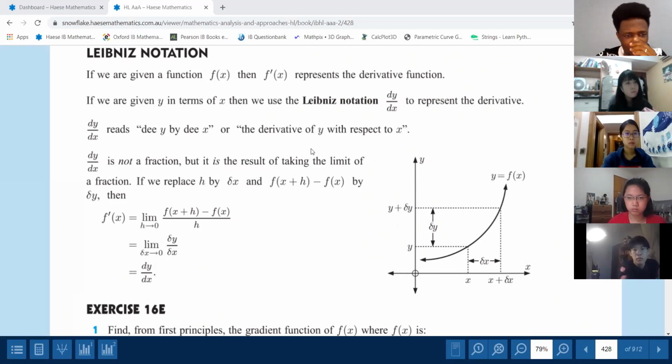Okay, so using the Leibniz notation, we can rewrite what we had before. The gradient of the chord, when I say this, I mean without the limit, will be simply change in y, which is delta y, divided by change in x, which is delta x. Am I making sense? So that is why this whole notation was written again. So this one is actually this.